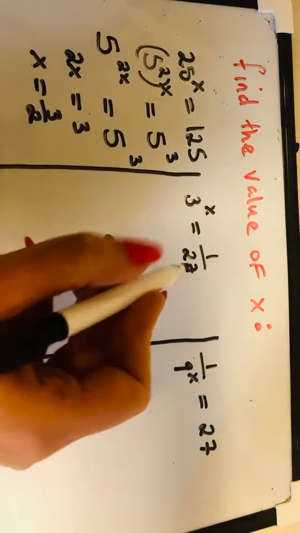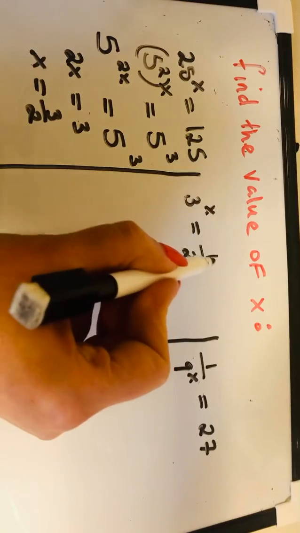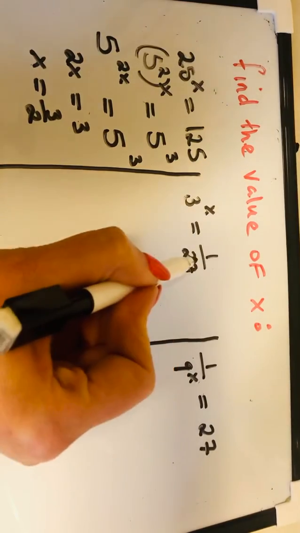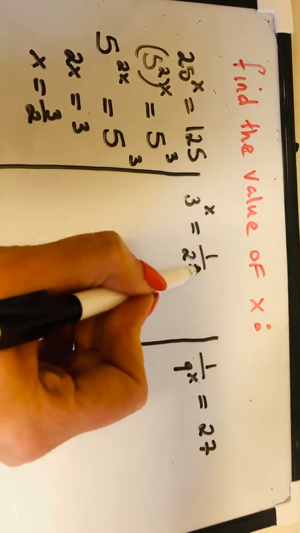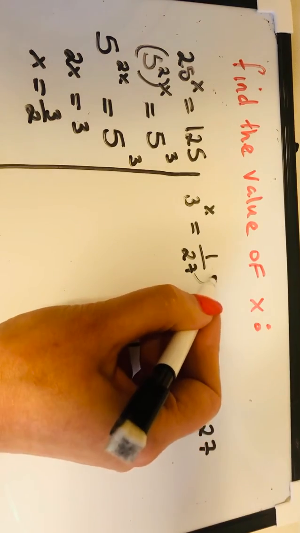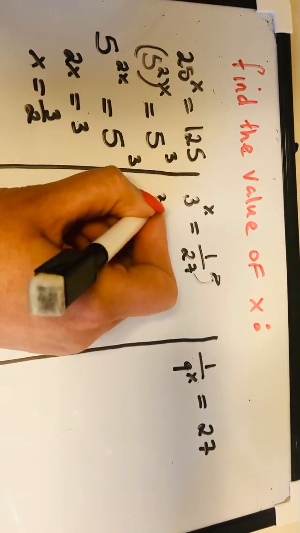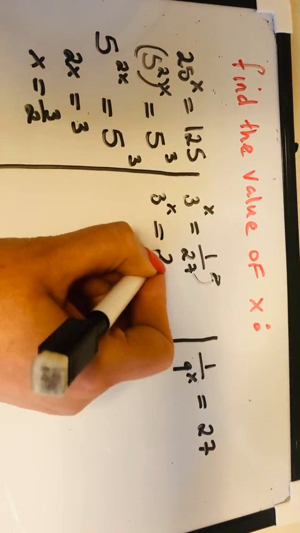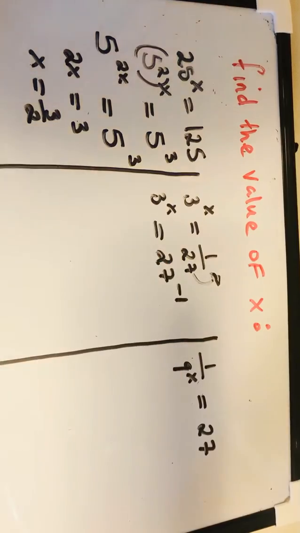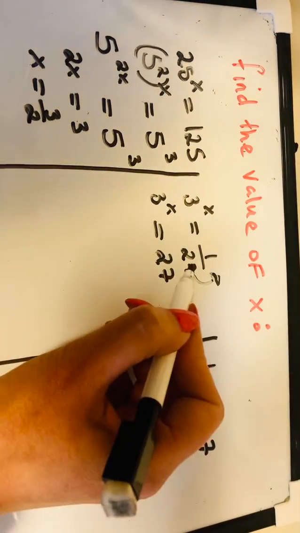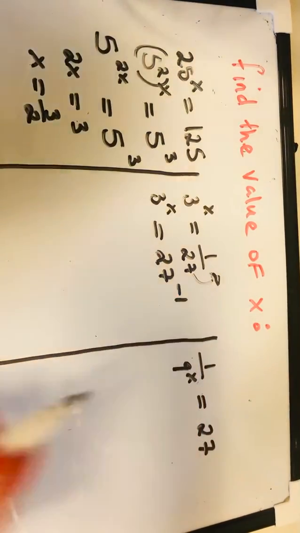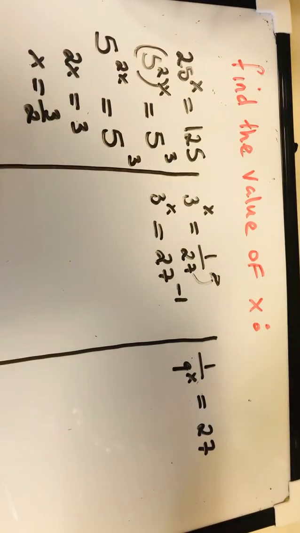So before we begin the next question, we see that we have a fraction and we must change it into a whole number. So to do that, we're going to bring it above the line, and when we do that, we're going to change to the opposite sign. So we have 3 to the power of x is equal to 27 to the power of minus 1. So when you bring a number up above the line, you give it a negative, minus 1 power.